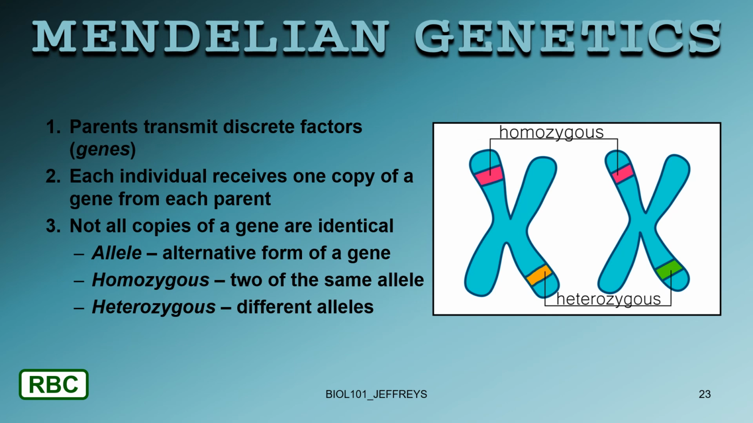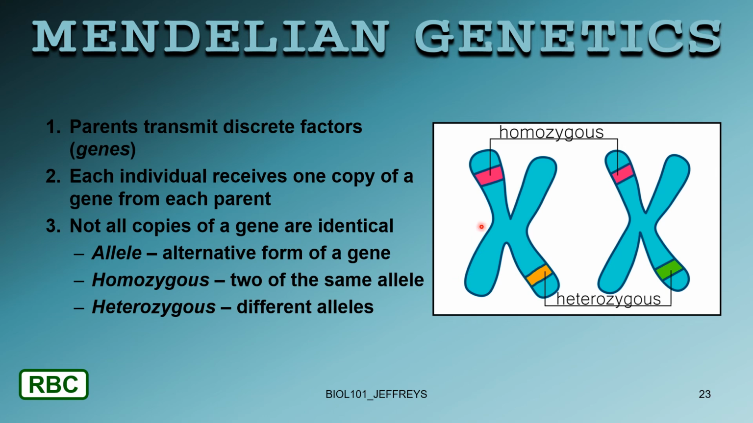So here we go. The parents transmit discrete factors. That's what Mendel called them, discrete factors. We now know they are genes, and each individual receives 1 copy of a gene from each parent. Now, not all copies of a gene are identical, so we have some terminology here that you've heard already. An allele is an alternative form of a gene.